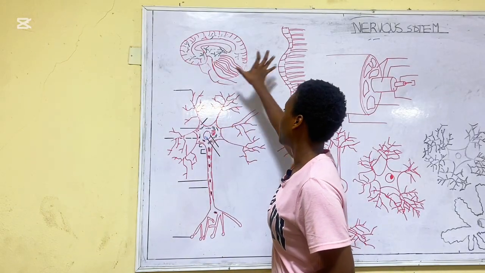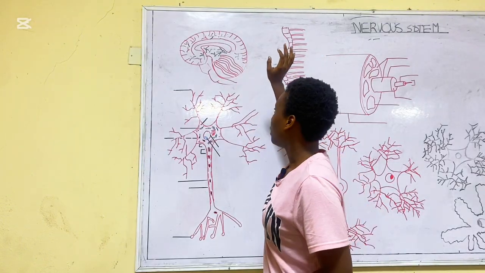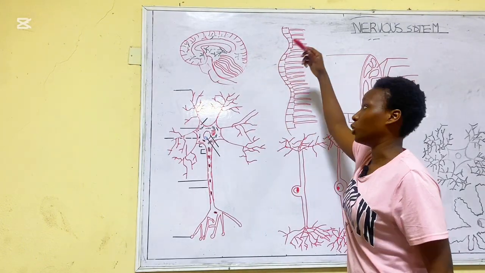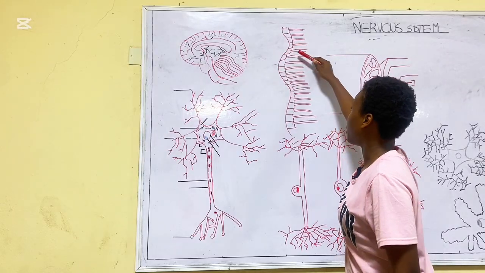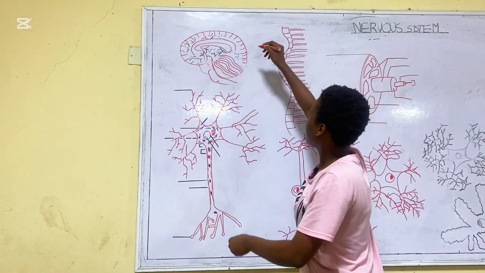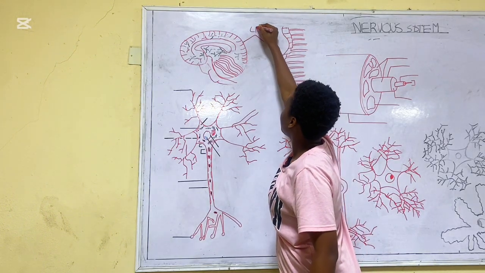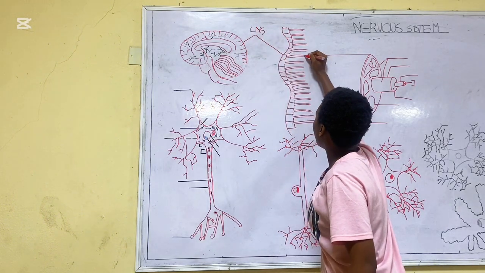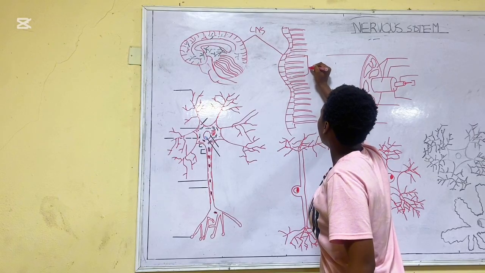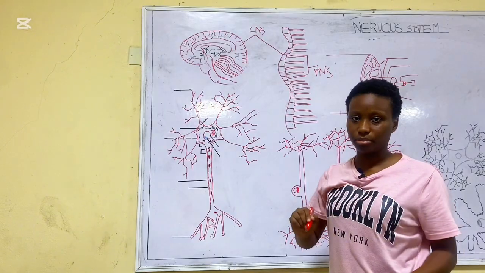This is the brain and this is the spinal cord containing peripheral nerves. This is the diagram of the spinal cord, and coming out of the spinal cord are peripheral nerves. The brain and the spinal cord both make up the central nervous system, while the peripheral nerves and all they contain make up the peripheral nervous system.